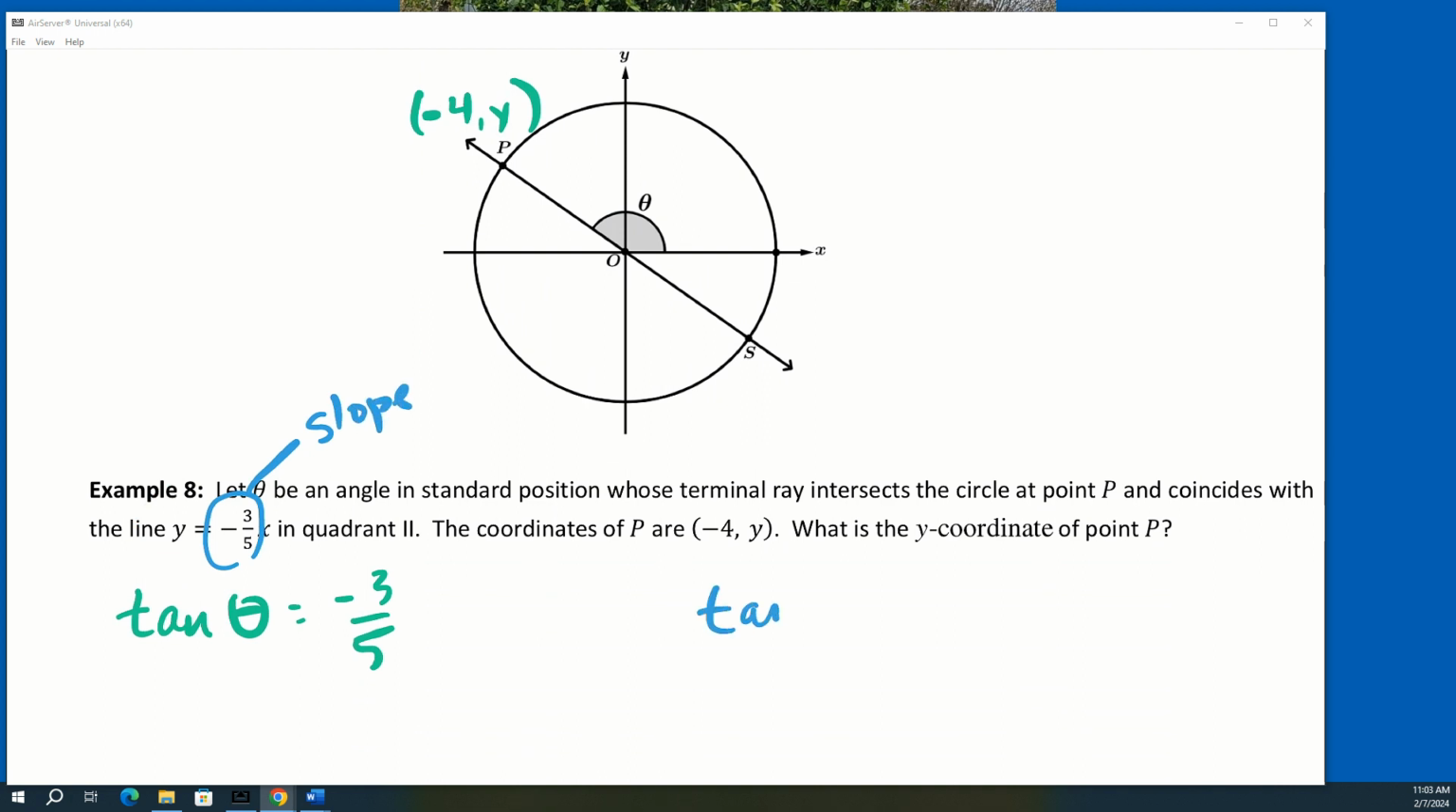What else is tangent equal to? Using our points. What would you do? You put y over -4, or y over x. Our x just happens to be -4 in this case.